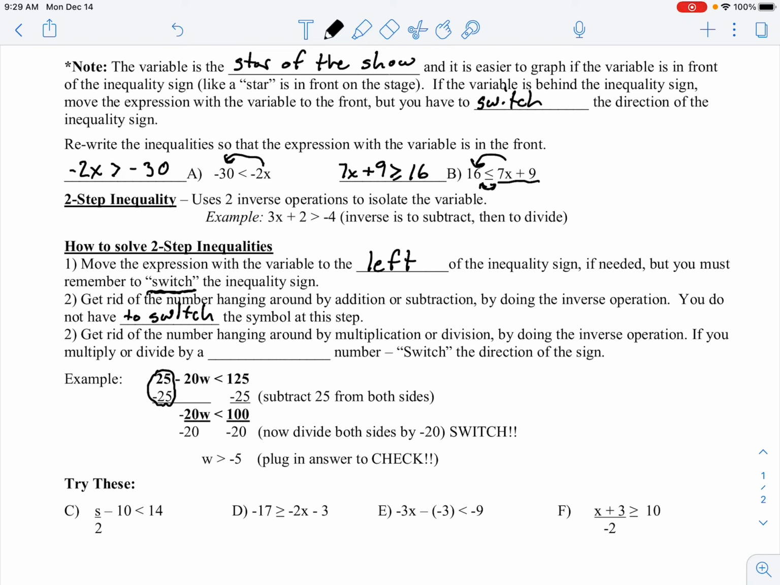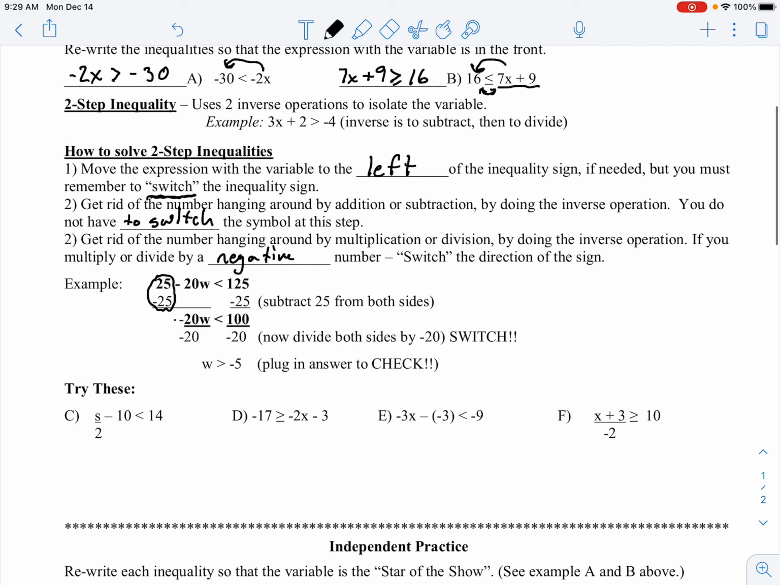So to get rid of the number hanging around by multiplication or division, we do the inverse operation of what's happening to it. So since this w is being multiplied by negative 20 here, we need to divide by negative 20. And remember, if we multiply or divide by a negative number here, we need to switch the direction of that sign. Remember, we talked about that for one steps, for multiply and divide. Only if we multiply and divide by a negative, though. That's the only time we need to swap that around.